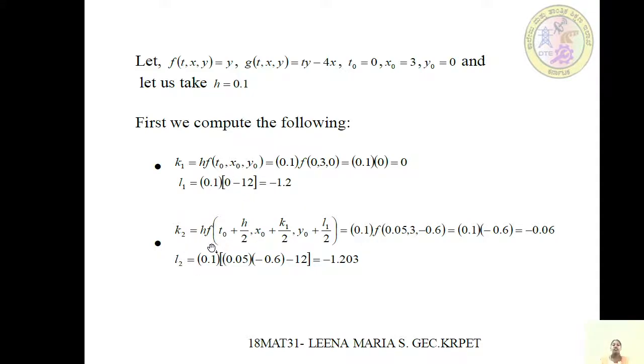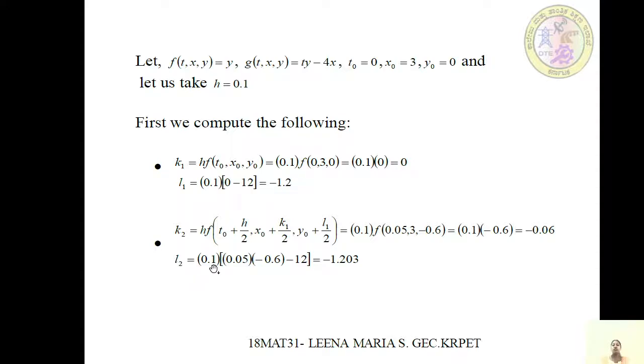K2 equals h f of t naught plus h by 2, comma, x naught plus k1 by 2, comma, y naught plus l1 by 2, equals h is 0.1, f of t naught plus h by 2. On substituting we get 0.05, comma, x naught plus k1 by 2 we get 3, y naught plus l1 by 2 on substituting these values I will get minus 0.6, equals 0.1 into, that is the value of y here, y is nothing but minus 0.6. Multiplying these two we get minus 0.06. This is the value for K2.